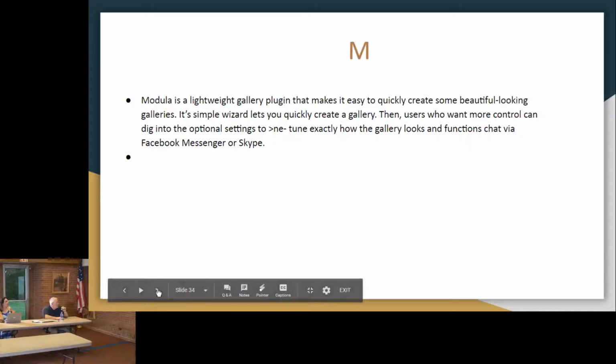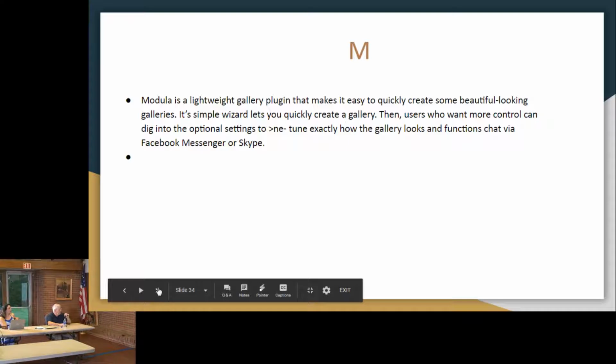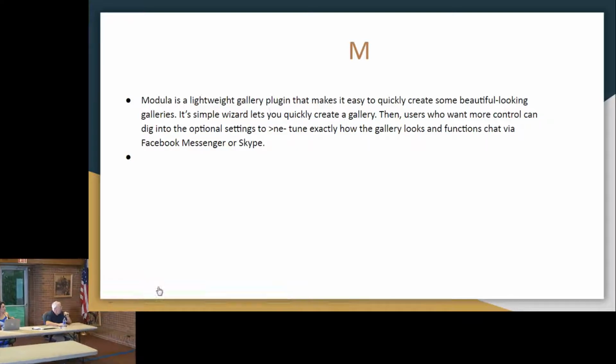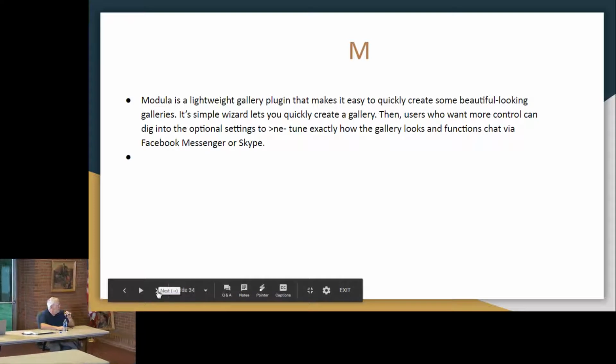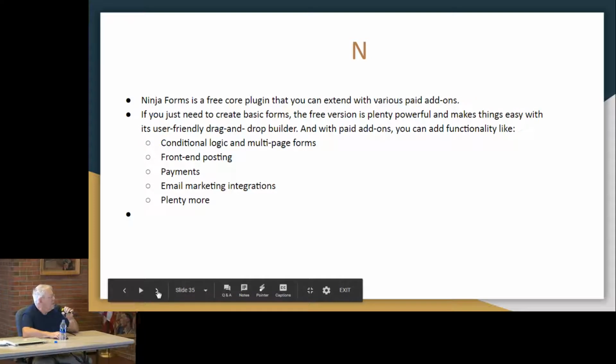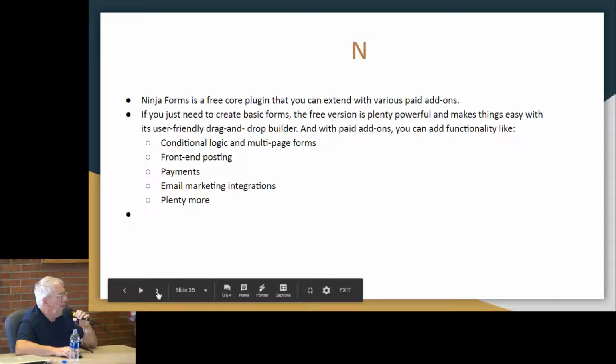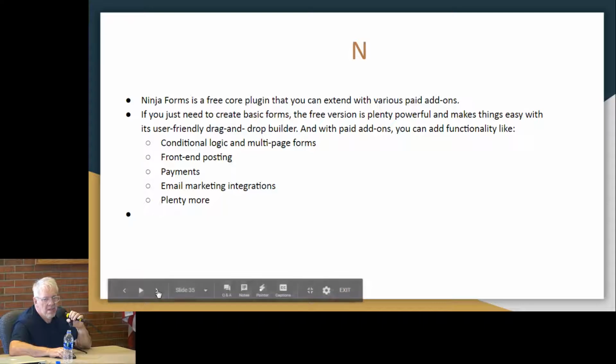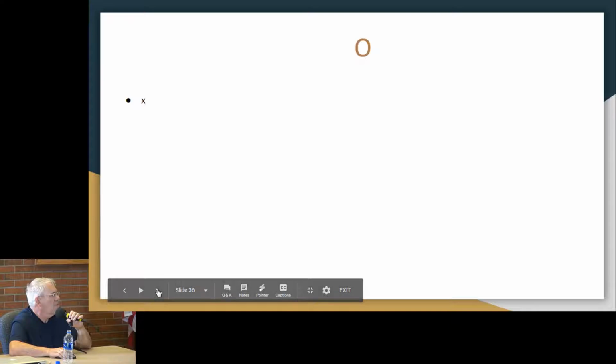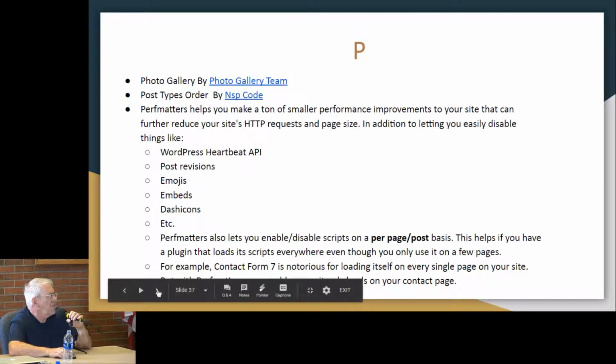I haven't used this one, but again, it's a gallery plugin that makes it easier to create galleries onto your web pages. Ninja Forms is another form builder. So again, it's an environment for you to build a form and then cut and paste that code onto your page to have your form. Again, Photo Gallery is another gallery plugin.